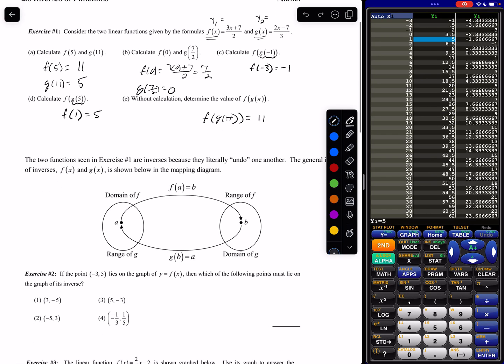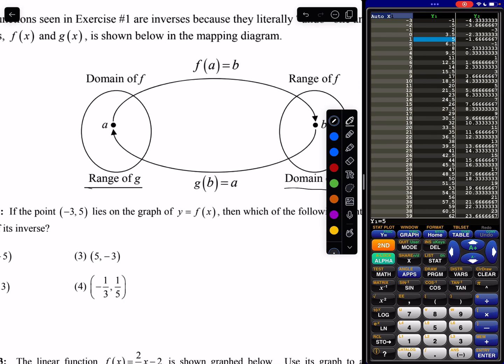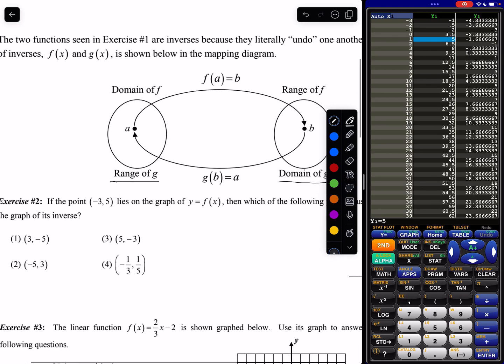So this mapping notation is really nice and unique here. What we're looking at in exercise 1 is that they're inverses of each other. The domain of f and then the range of f, and then here's the domain of g and then the range of g. So it makes a circle that goes back and forth. If functions are inverses of each other, if I substitute something in here, you're going to get out that same exact value, okay?